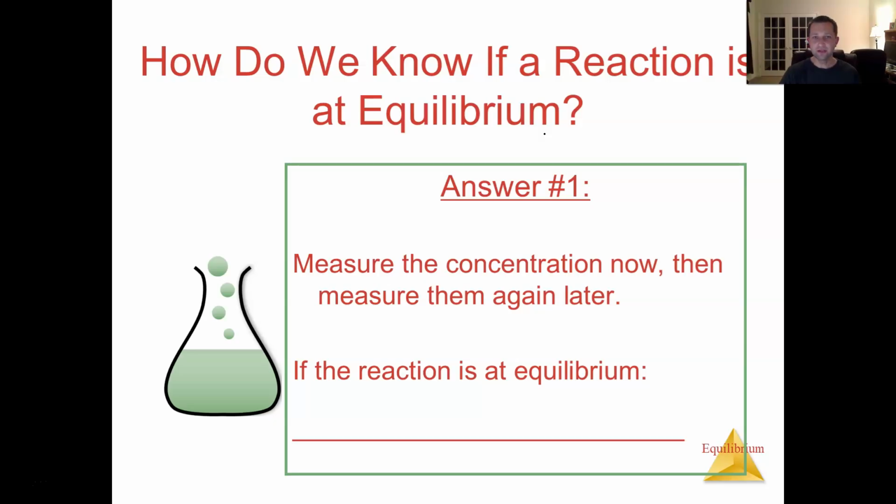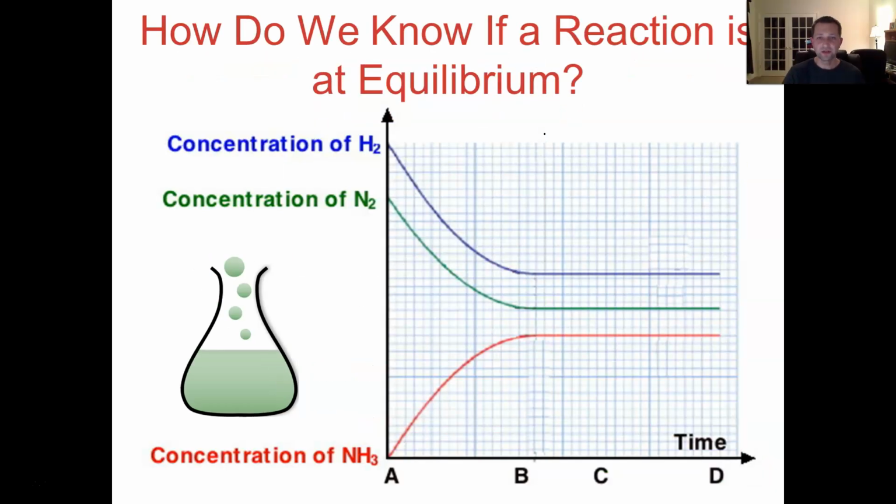So how do we know if a reaction is at equilibrium or not? One thing you can do is measure the concentration now, and then measure the concentration again at a later point in time, and again at a later point in time, and keep doing that. If the reaction's at equilibrium, something should be true every time you measure your concentration: the concentration won't change. We talked about it on the previous slide and a couple of lessons ago. When you're at equilibrium, there is an equal rate of forward and reverse reaction, so the concentrations of reactant and product remain consistent.